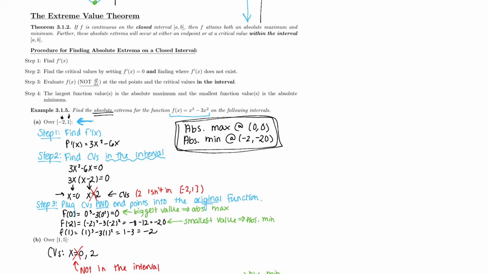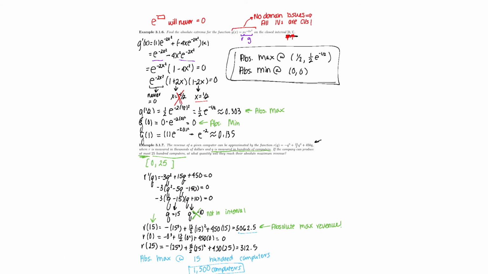So with extrema on an interval, typically you're finding the absolute extrema, and the absolute extrema you get from plugging back into the original function. So you find the critical values, and you plug the critical values along with both endpoints back into the original function.